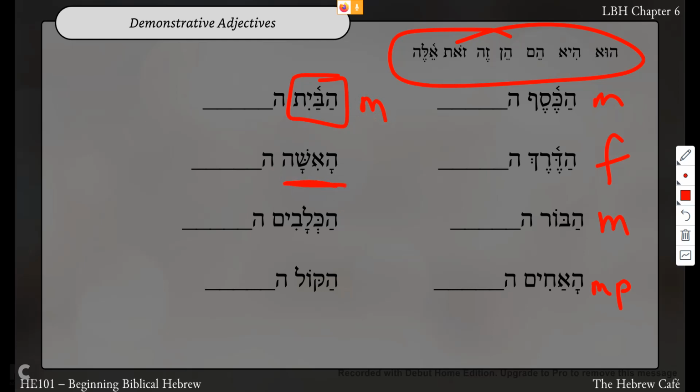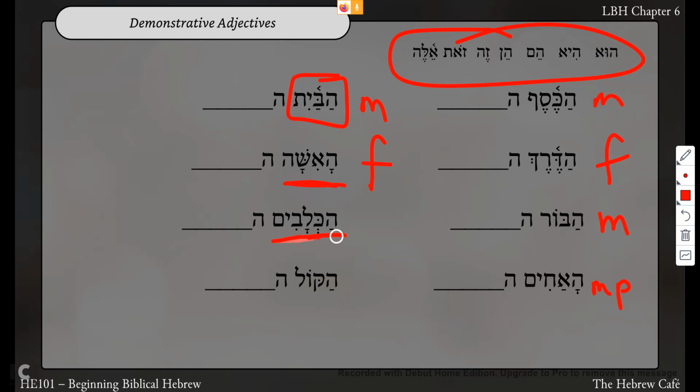Isha is feminine. Obviously, it's woman. Ish is a man or a person. Isha is a female person, a woman.